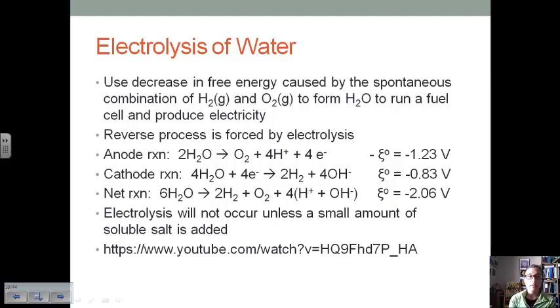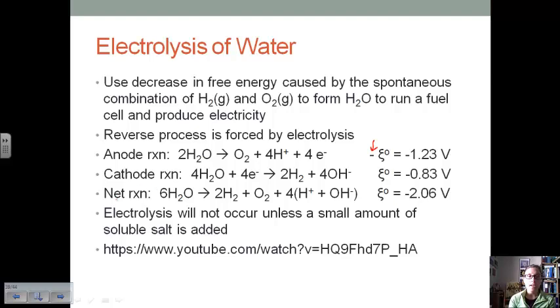So on the anode, we have the water going to oxygen, 4 hydrogen ions, and 4 electrons. And because it's the anode, it's the negative cell potential. The cathode is the water plus 4 electrons going to hydrogen and hydroxide. And you can see that this is less negative.